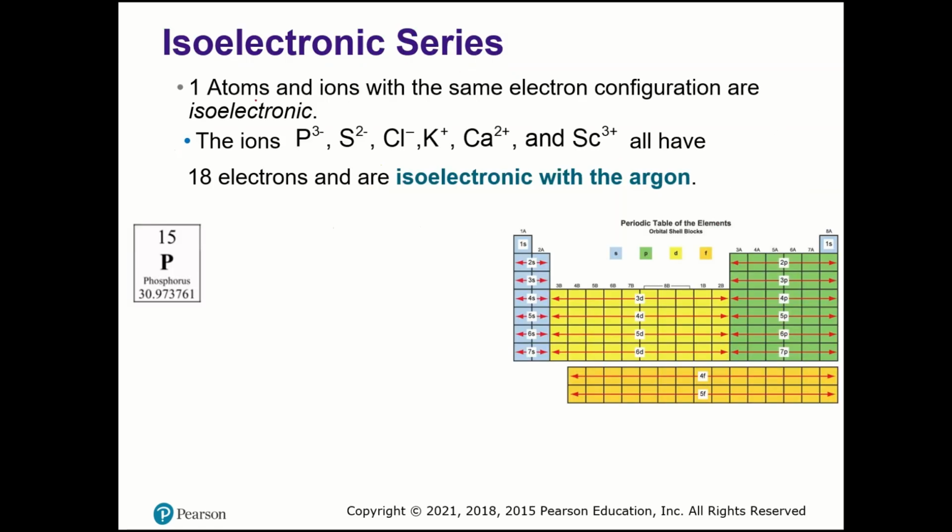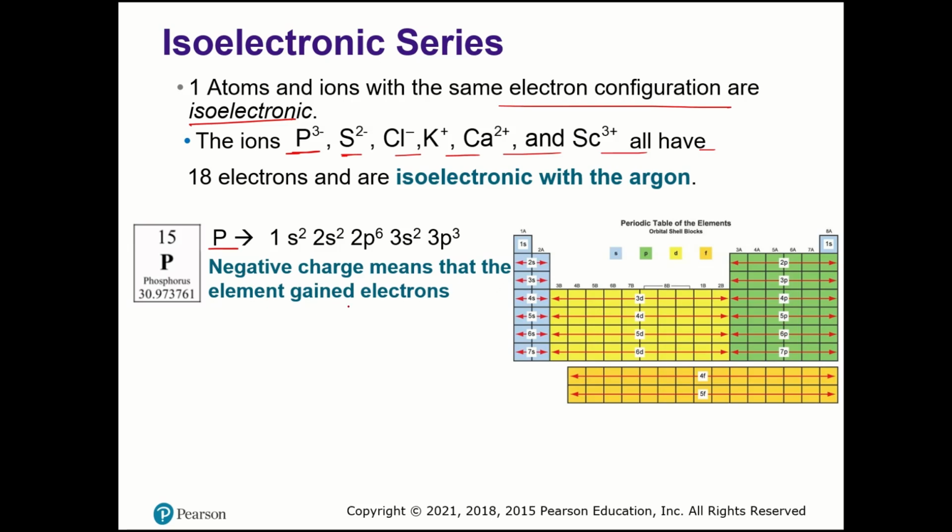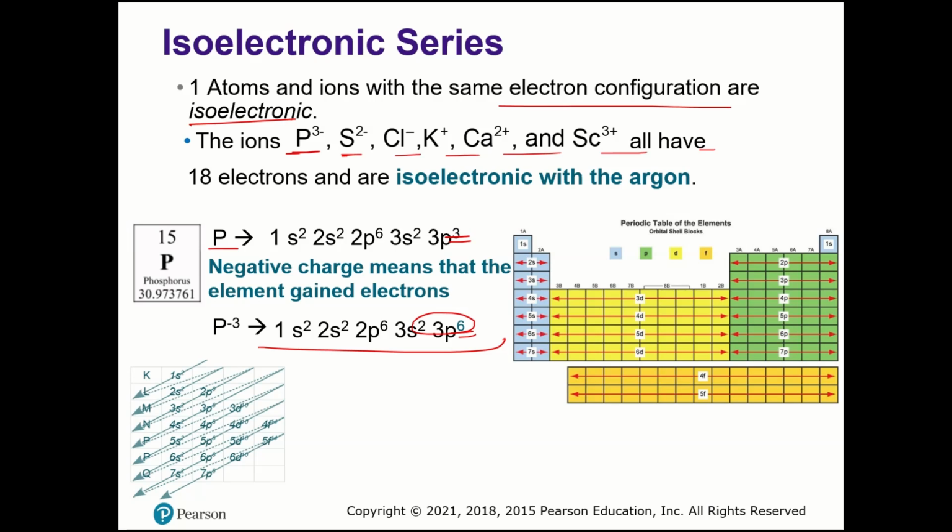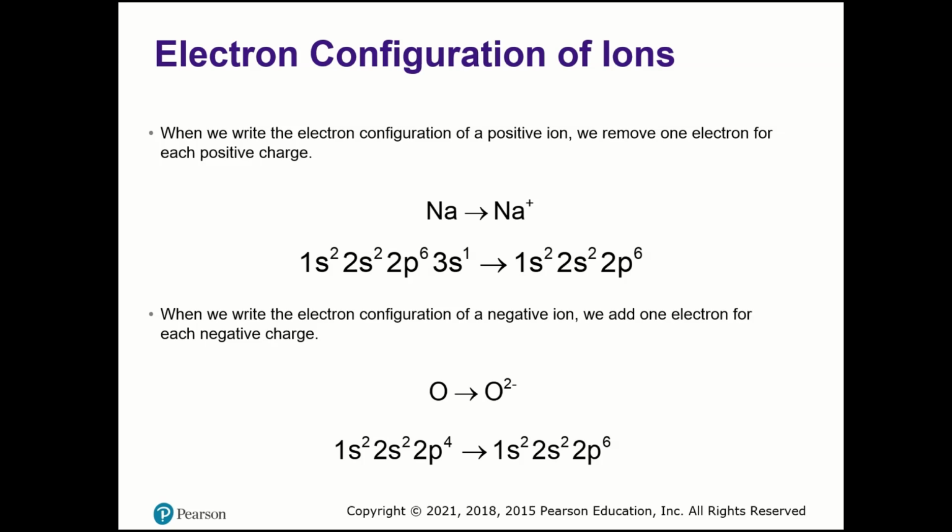So, isoelectronic series: atoms and ions with the same electron configuration are isoelectronic. So we have ions that can have the same electronic configuration as other ions. For example, over here we have phosphorus. A negative charge means that the element gained electrons, so you need to add 3 over here, so it'll be 6. Now I have the same electronic configuration as, if you go to the periodic table and look at the numbers in the third period, the noble gas argon. So it's similar to argon. You can do the electronic configuration using the f-ball or the periodic table.